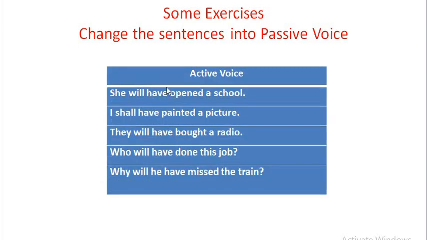Now here also these are in future perfect tense. Change them into passive voice. She will have opened a school. I shall have painted a picture. They will have bought a radio. Who will have done this job? Why will he have missed the train? So these are in future perfect tense.